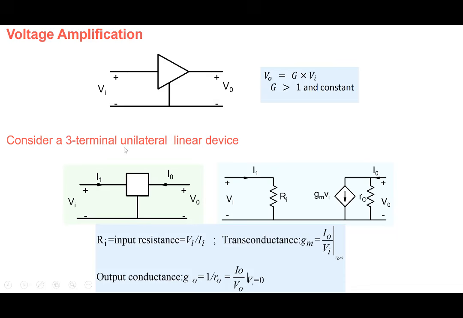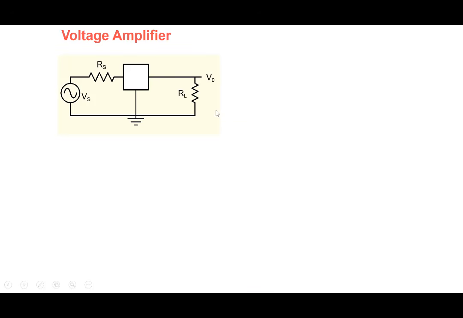So if we had a 3-terminal unilateral linear device, we could represent it in this particular form. We could take that device and experimentally measure Ri, GM, and R0, all these parameters. And if we had knowledge of what is inside, perhaps we could have determined expressions also. So our goal is to build a voltage amplifier.